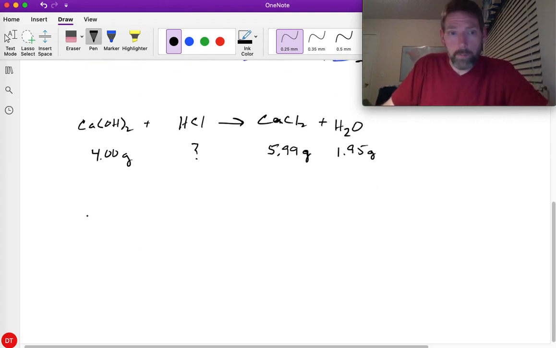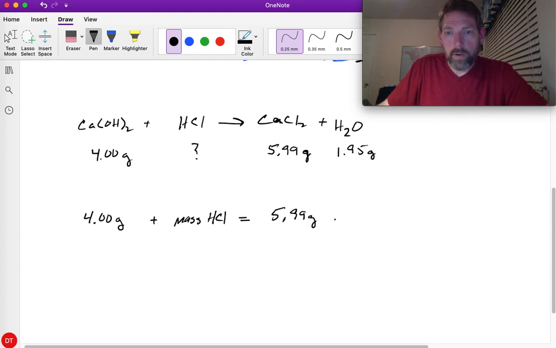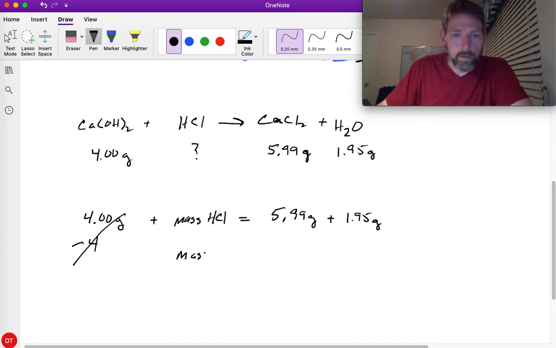And so according to the law of conservation of mass, we've got 4 grams here plus the mass of hydrochloric acid. It's going to be equal to the 5.99 grams plus the 1.95. It's just like a basic algebraic expression. It's an equation, so both sides have to equal each other. Of course, if you were in math class, you would subtract 4 from this side. So mass of hydrochloric acid equals 5.99 grams plus 1.95 grams minus the 4 grams.